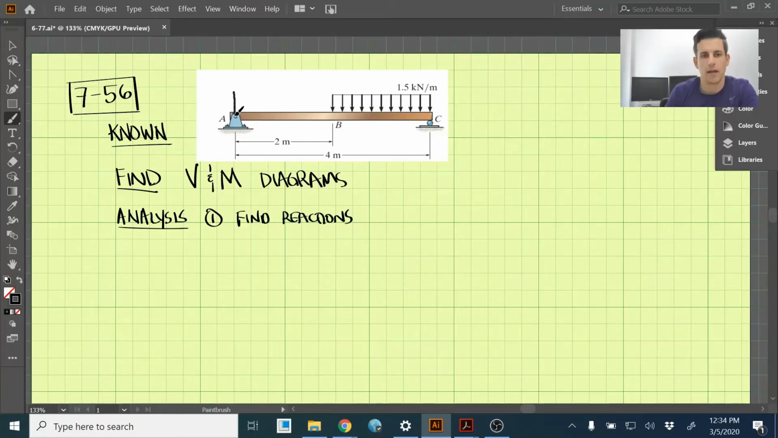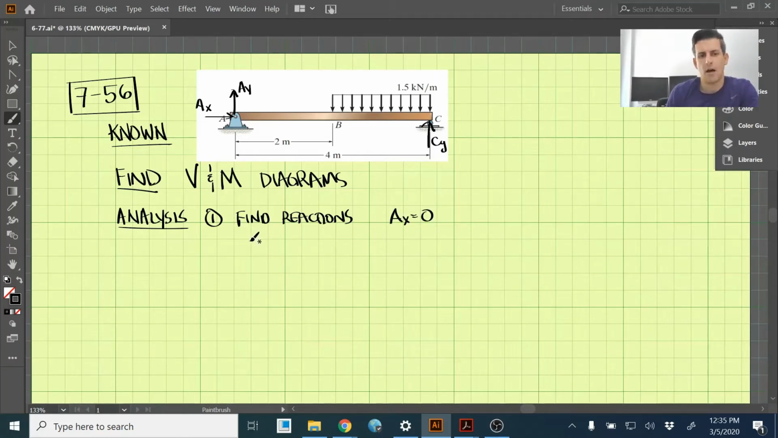So at A, we'll have AY, and then we will also have AX, because that's a pin joint. And since we're on this cylindrical roller here, we'll just have CY at C. We won't have any X direction there. And as you can see from the diagram, we have no external loadings in the X direction. So by taking the sum of the forces in the X direction, we just have AX, and through that, we can find out that AX is equal to 0.